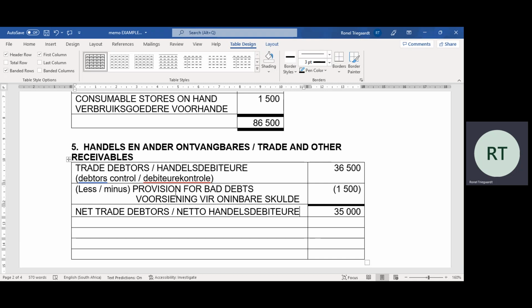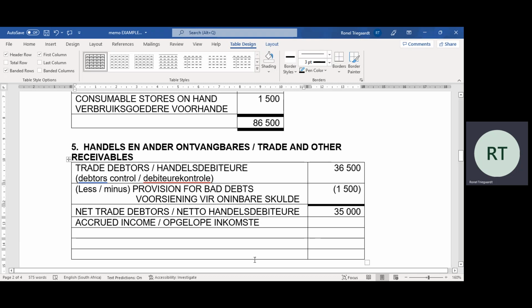Are you with me? Okay. So what else do we add here? Now we have to think about who else owes us money. Who else still owes us money? Accrued income. What is accrued income? Accrued income is, for example, the tenant that didn't pay his rent on time. He owes us that rent money. So anybody that owes us money will fall under trade and other receivables. The tenant who didn't pay his money, the accrued income that is owed to us, goes under trade and other receivables. Prepaid expenses.